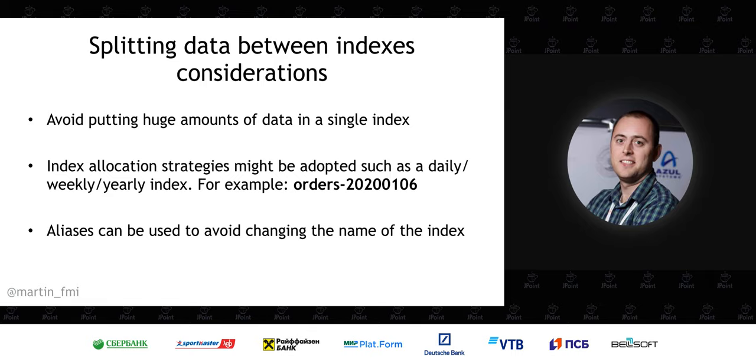Another thing to consider when working with Elasticsearch is to avoid putting large amounts of data in a single index. In that scenario, you should consider using daily, weekly, or yearly indexes. For example, if you aggregate enough data every single day, you can consider using daily indexes. And if you go with that option of using weekly or daily indexes, it is good to also create aliases to work with those indexes, in order to avoid changing in your application code the particular index that you're going to use. There is a high benefit of working with aliases, and that should be the preferred option when working with Elasticsearch.